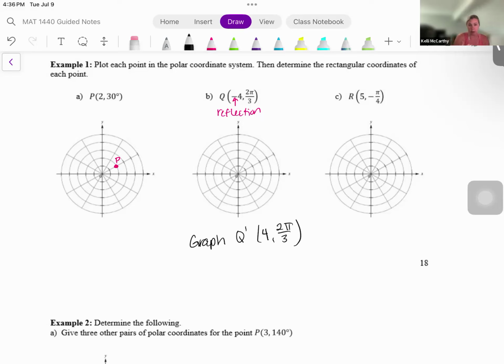So we want to find the spoke that corresponds to the angle 2 pi over 3. That's going to be this spoke here. And then we're going to graph a radius of 4. So that point's going to be 1, 2, 3, 4. So there's our Q prime. The fact that our radius is given to us as negative means we're just going to reflect over the origin. So Q is going to be right here.